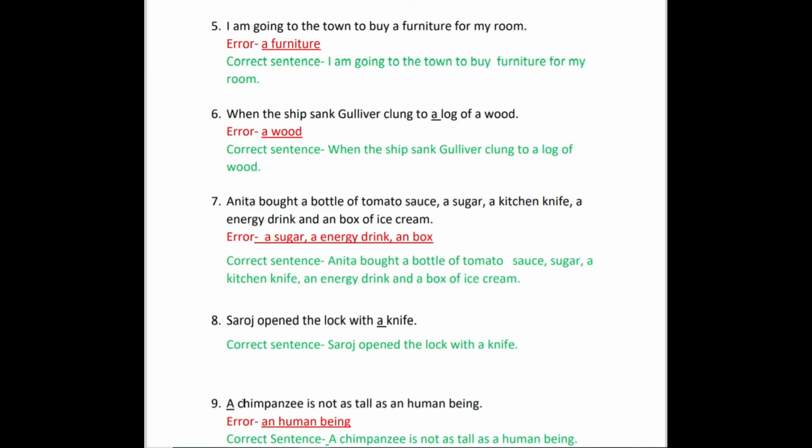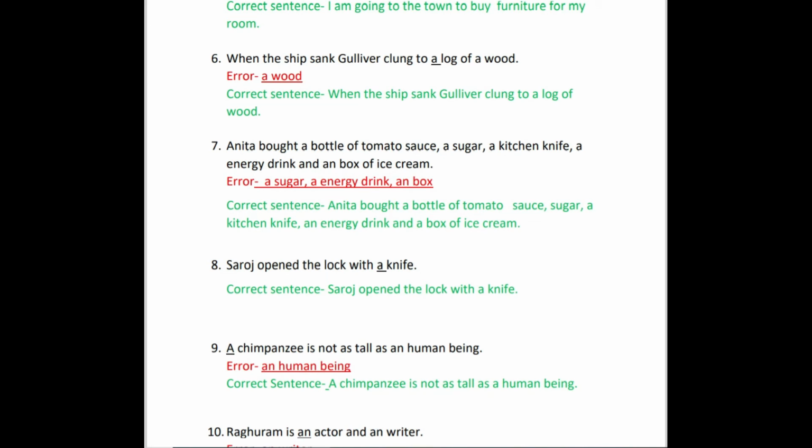Number 9, a chimpanzee is not as tall as an human being. So the error is "an human being." Is it correctly written? No, there is an error. The error should be corrected. What is the correction? The correction is: a chimpanzee is not as tall as a human being.